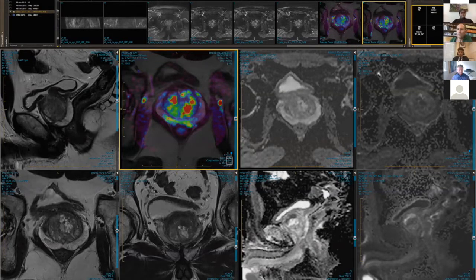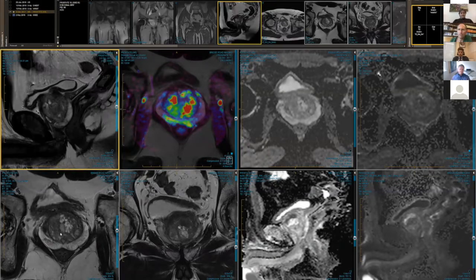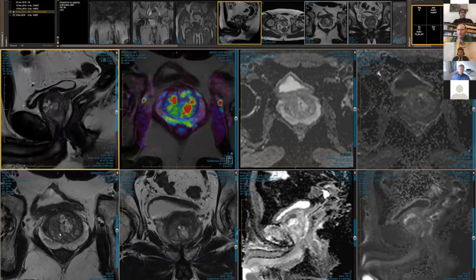Just as you're loading that up, Richard, this is a 63-year-old man who presented with an elevated PSA of 7.0. That got repeated a month or so later, and it was 8.1. As a result, and as is typical in our practice, the next step was a prostate MRI.